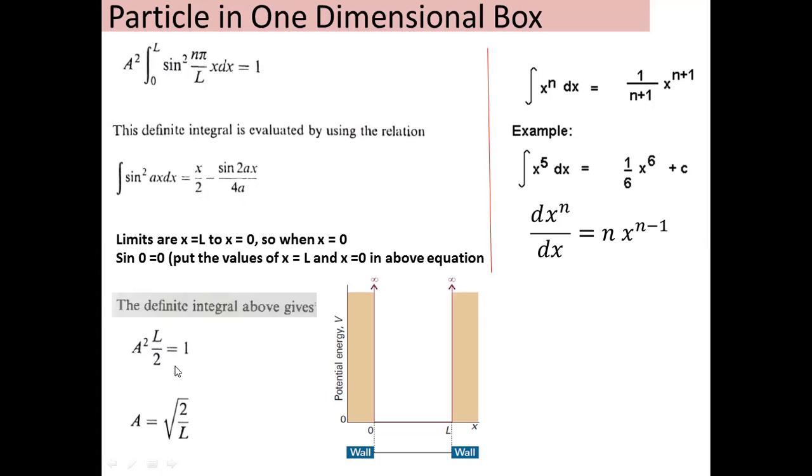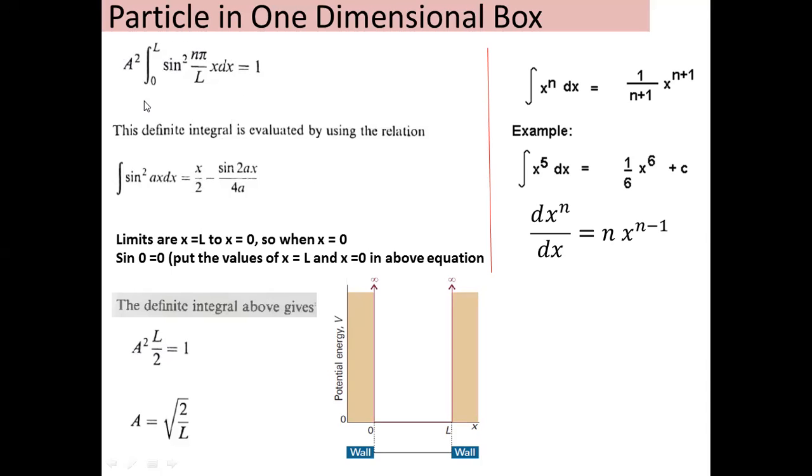This is the value L by 2, and I am using this one because this equation is similar to that equation. Our variable is x, and it has limits from 0 to L. After putting the values of both limits, the second part becomes 0, and the result is L divided by 2. A square is the constant, and equal to 1 is coming from the equation.